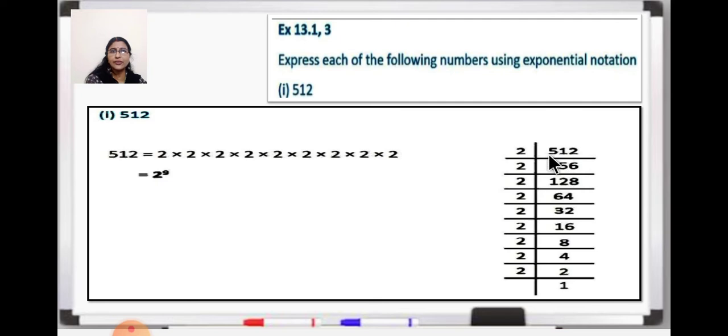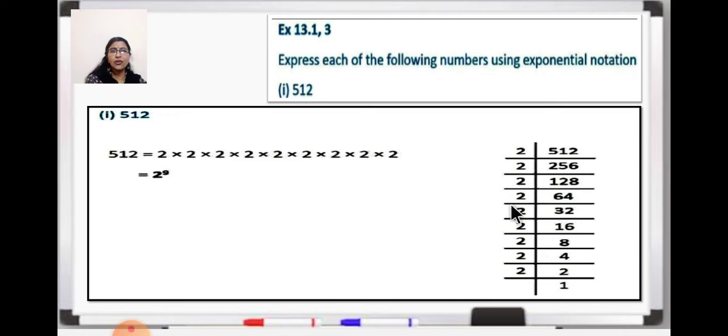256 is 512. Then again 2 into 128 is 256. 2 into 64 is 128. 2 32s are 64. 2 16s are 32. 2 8s are 16. 2 4s are 8. 2 2s are 4 and 2 1s are 2.